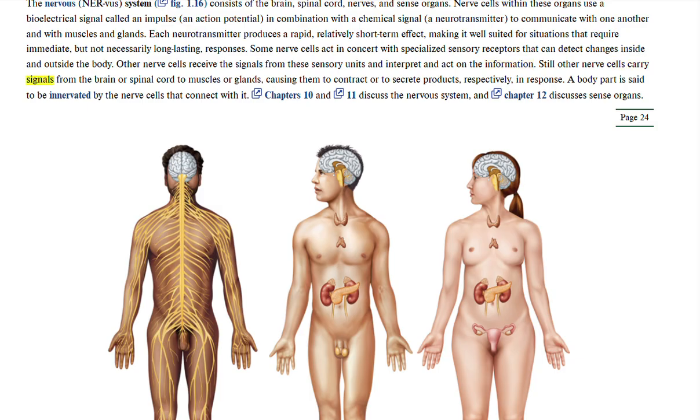Still other nerve cells carry signals from the brain or spinal cord to muscles or glands, causing them to contract or to secrete products, respectively, in response. A body part is said to be innervated by the nerve cells that connect with it. Chapters 10 and 11 discuss the nervous system, and Chapter 12 discusses sense organs.